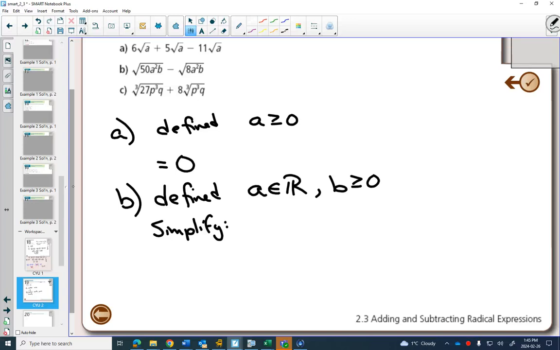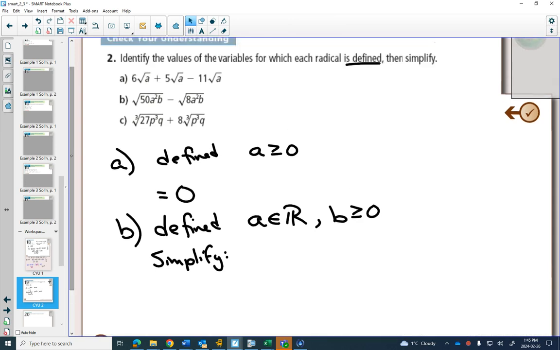Because we started the video late, for those listening at home, we have to re-explain. Part one is defined when a is bigger than or equal to 0, because you need the inside to be positive. And these ones in part one are all like terms. So 6 root a's plus 5 root a's would give us 11 root a's, minus 11 root a's gives us 0.